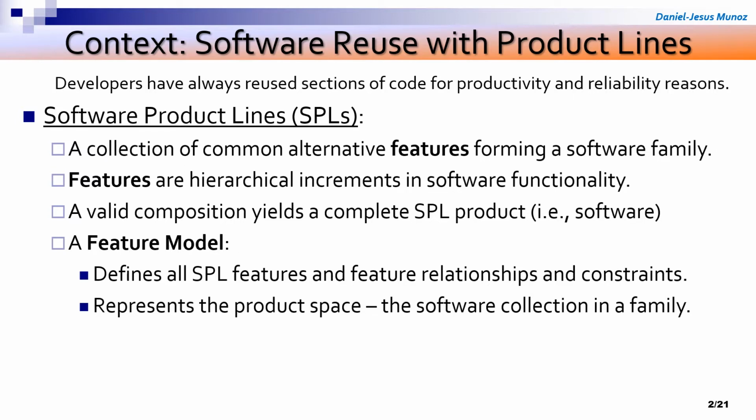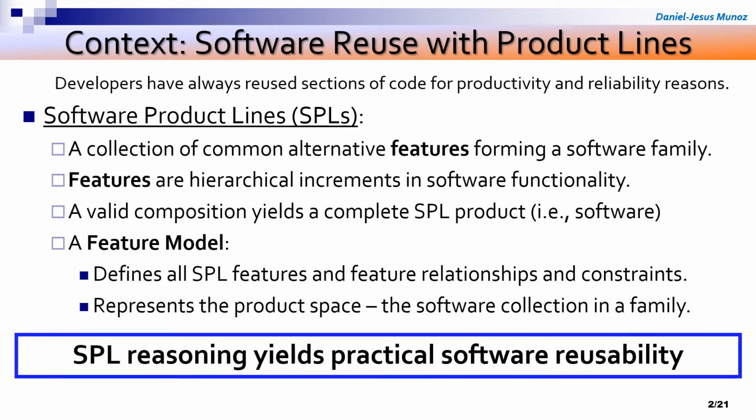Those features are parts of code, hierarchical increments in the functionality of the software. If we compose them, we get the software. We represent product lines as a feature model. First of all, it defines all the features and the relationships, the compatibility, etc. But we can also generate the product space, starting with the model. That's the collection of software in a family. So SPL reasoning yields practical software reusability. That's the main objective.